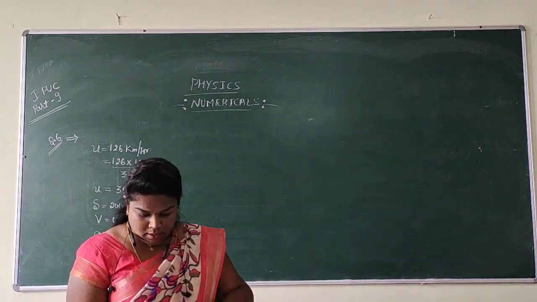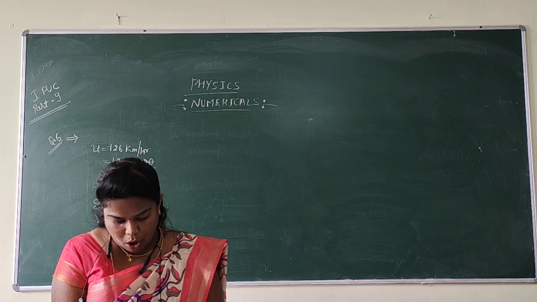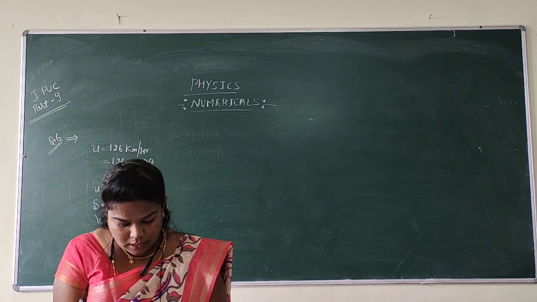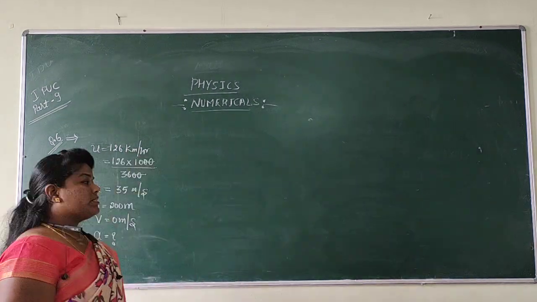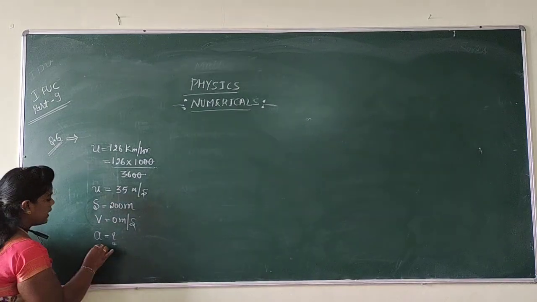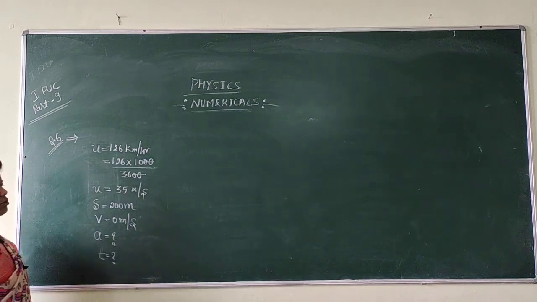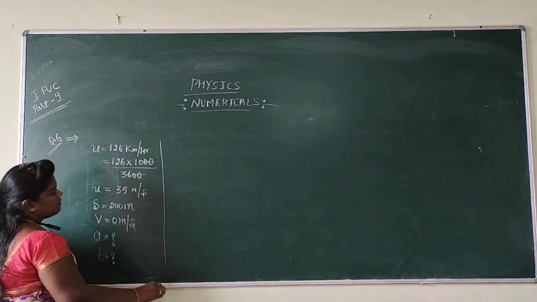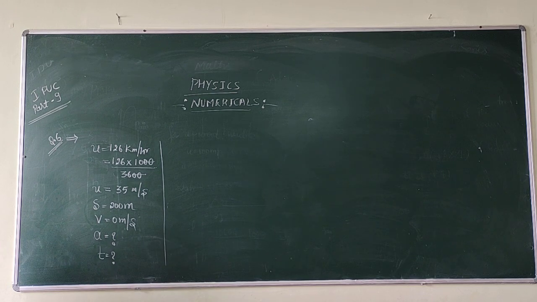Next. How long does it take for the car to stop? This was a question. So what we should calculate here is the time taken to stop the car. Time is equal to question mark. So these are the given values. Now let us move to the formula.